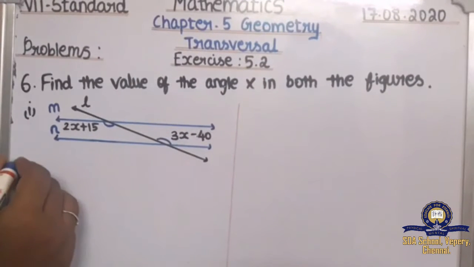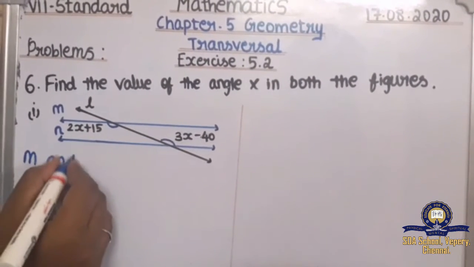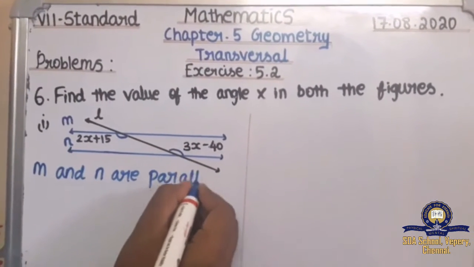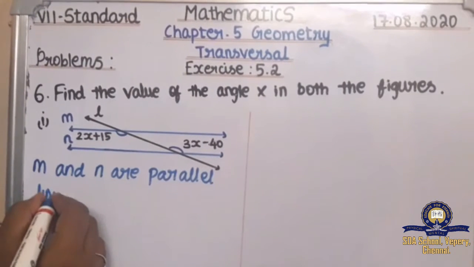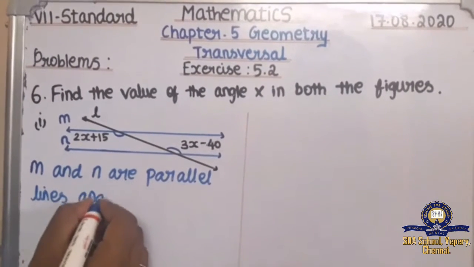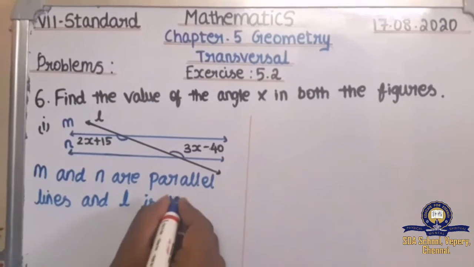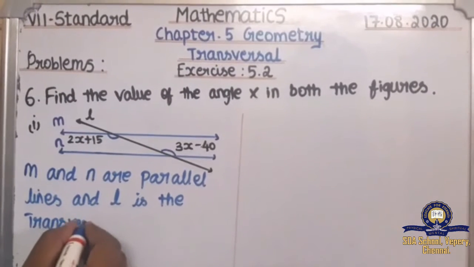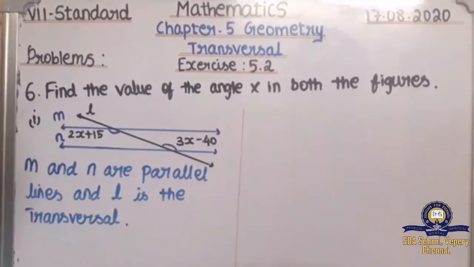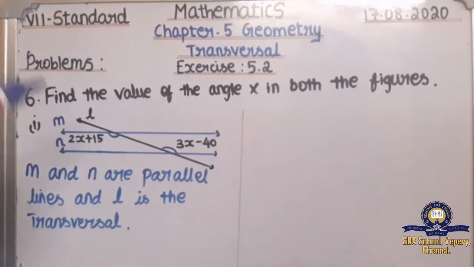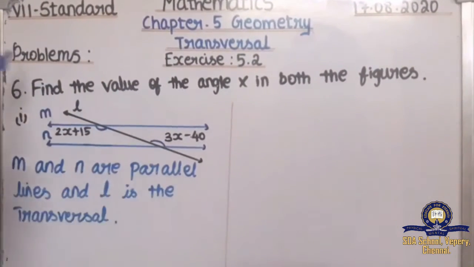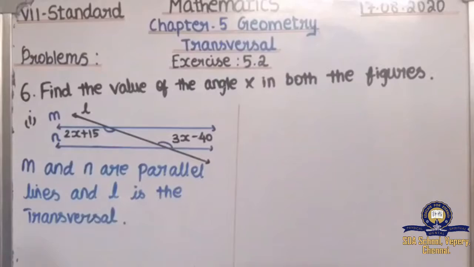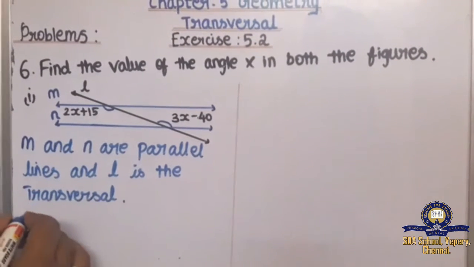Therefore, first we need to write M and N are parallel lines and L is the transversal. Now, how do the angles look like? The pair of angles are marked on the opposite side of the transversal and lying between the lines M and N. Therefore, it is known as the alternate interior angles.